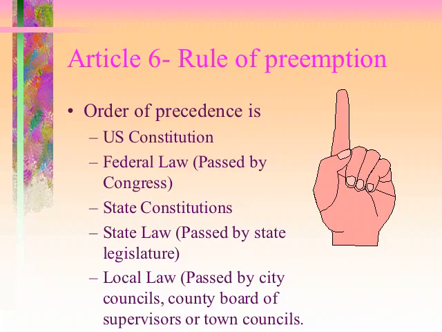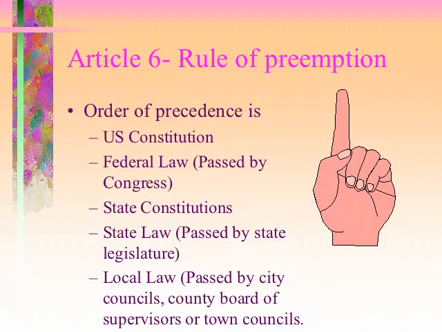Article 6, rule of preemption. There's an order in which some laws have more power than others, and can overturn others. The highest law in the land is the U.S. Constitution, followed by federal law, which is passed by Congress. After that, state constitutions, followed by state law, and at the bottom of the ladder, or the totem pole, would be local law passed by city councils, county boards of supervisors, or town councils.